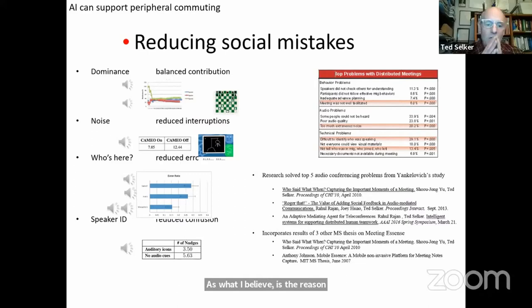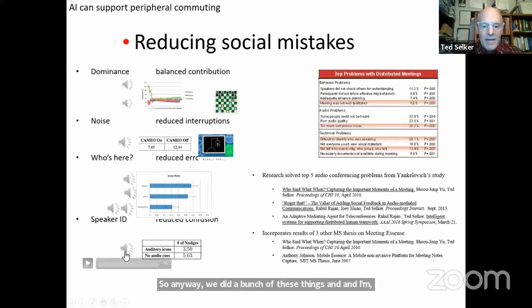And they were able to get lower errors. So anyway, we did a bunch of these things, and I'm going through them because they're a little bit counterintuitive, and there's some papers about them. You can find them on my Vita on my website if you want.